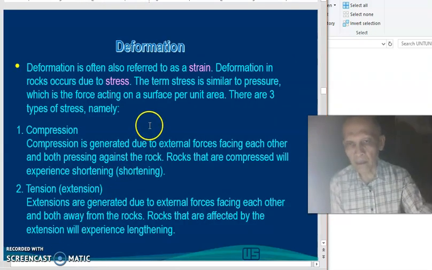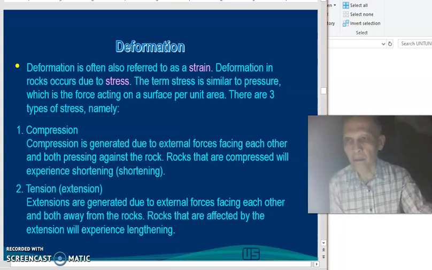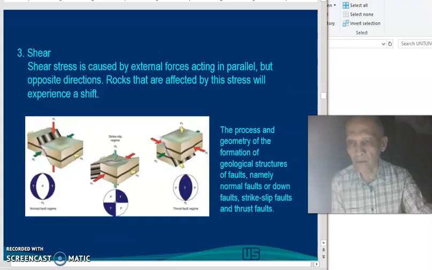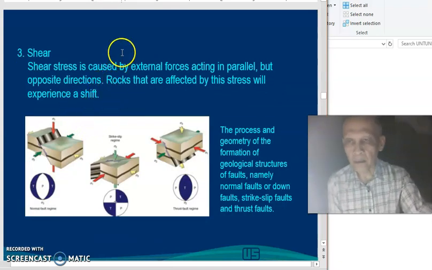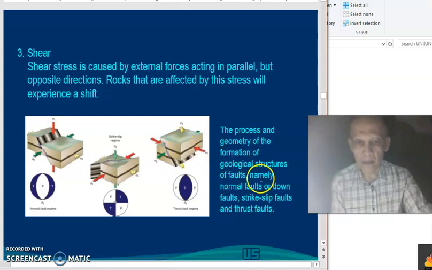By definition, deformation is often referred to as the result of strain and stress. We can learn more about the cause of the structures forming in the earth here. We see here that from the strain, stress, and shear, the structural geology that forms can be normal faults, for example, and also thrust faults and strike slip faults and so on.